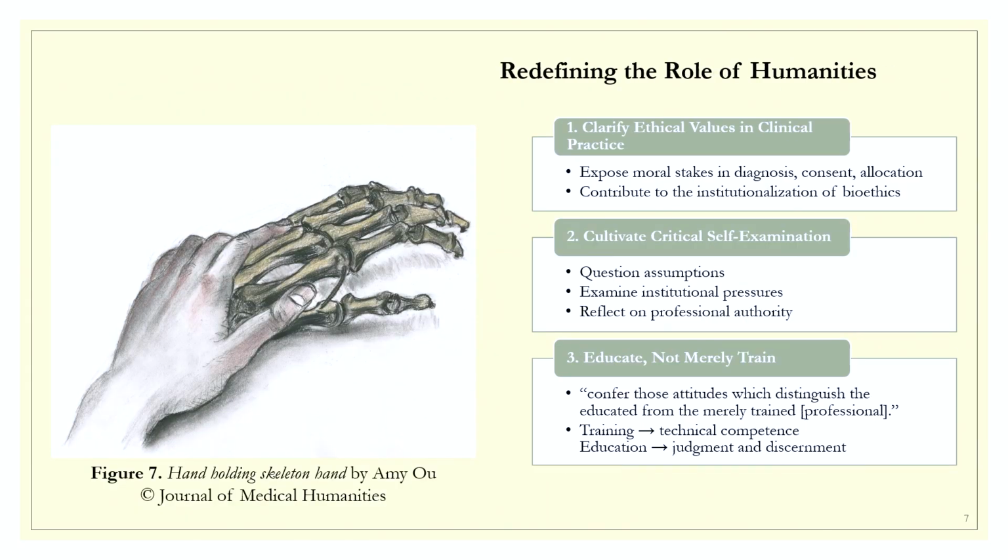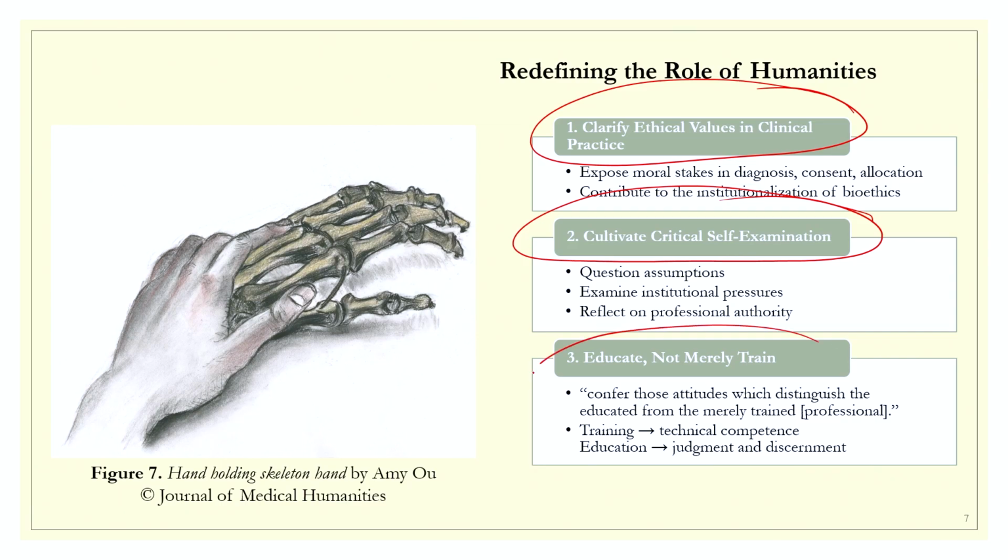And in this regard, you will find Pellegrino's model extremely relevant because he redefined the field. And there are three things that we have to remember. On your screen: clarify ethical values in clinical practice, cultivate critical self-examination, educate and not merely train. These were the three agendas he set in terms of redefining the role of humanities. Let us go one by one.